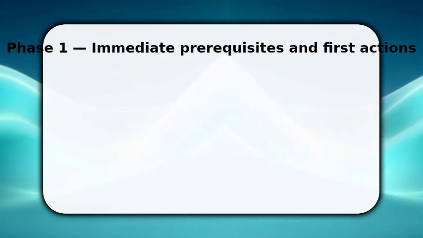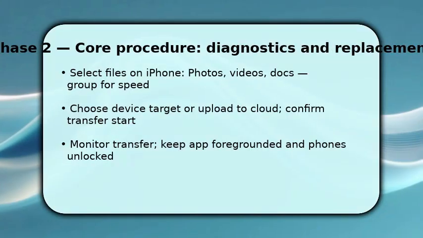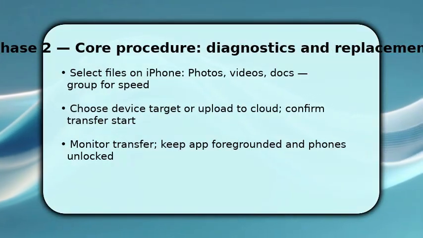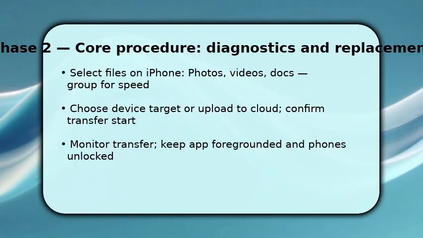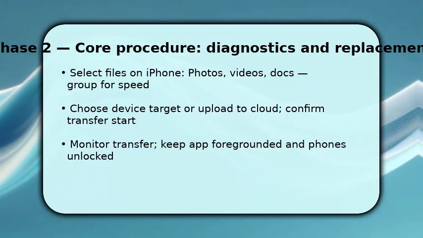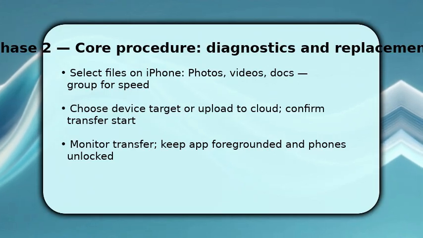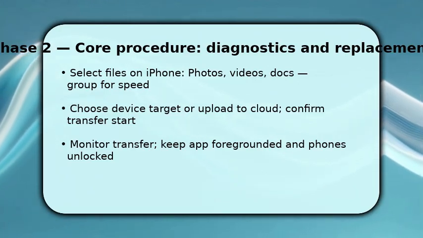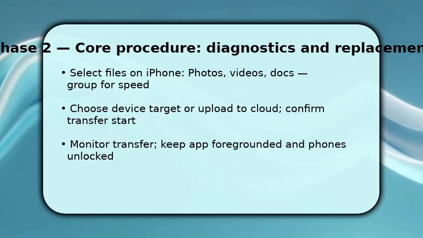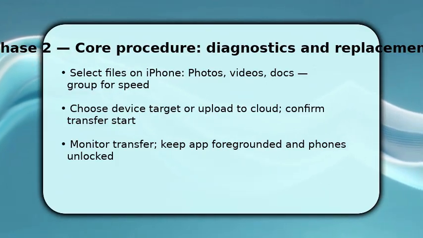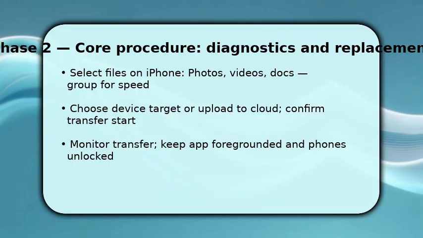Select the files you want to send. Group photos, videos, or multiple documents to reduce repeated steps. If using a local tool like Snapdrop or a Wi-Fi transfer app, tap the Android device name and accept the incoming files on the Android. If using cloud Google Drive, upload in batches and then open the Drive app on Android to download.